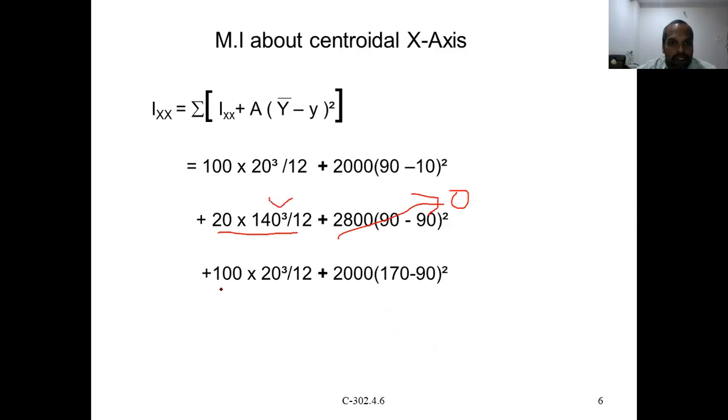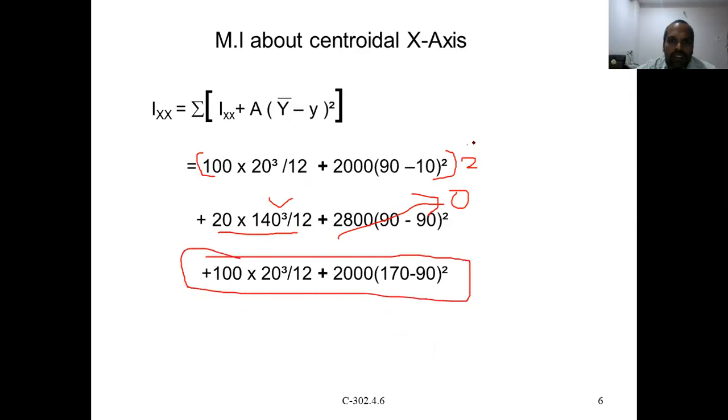Okay. Next, the third one, of course, we are multiplying with the same thing into 2 also. There is nothing wrong in doing that twice here. Instead of writing the entire expression again, you can do it like this also. Even if you write like this, nothing wrong. But instead of wasting time, I am doing the smart part. That's all. 100 into 20 cube by 12.